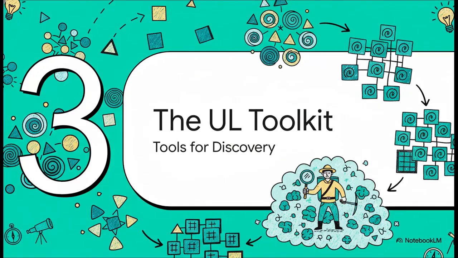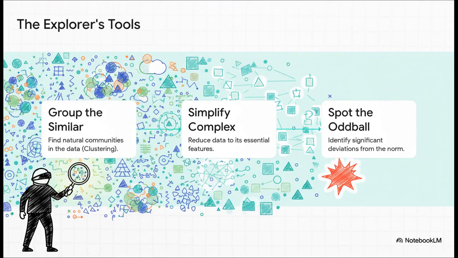Okay, so how does this digital explorer actually pull off this magic trick? What's in its toolkit? Let's break down the 3 essential tools it uses for discovery. We can really think of these tools in pretty simple terms. First, you've got to be able to group similar things together. Second, you need a way to simplify a really complex map. And third, you need the skill to spot something that just doesn't belong.